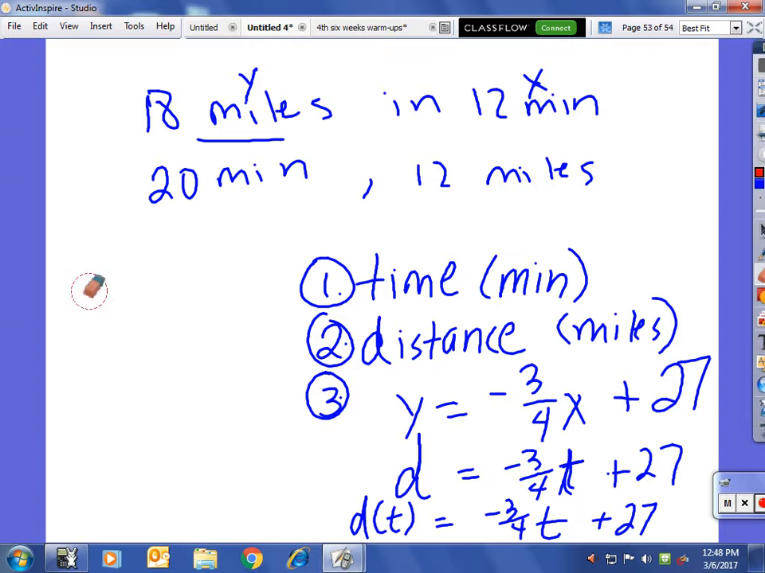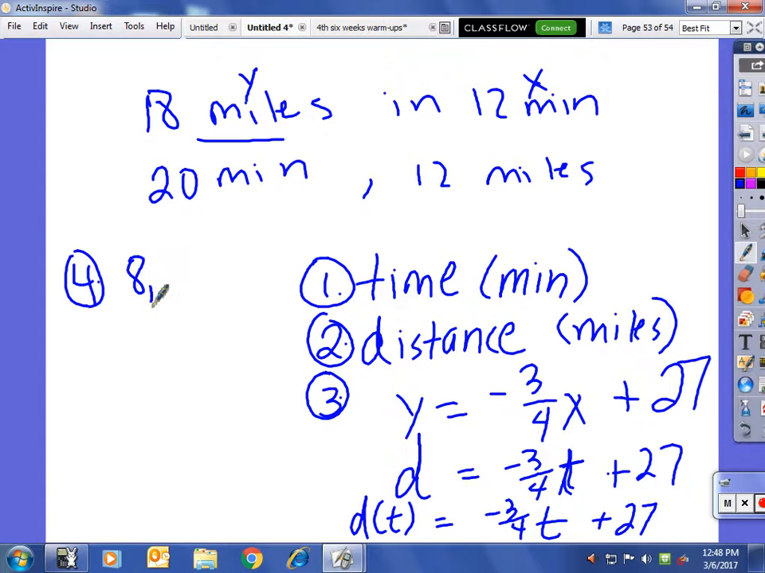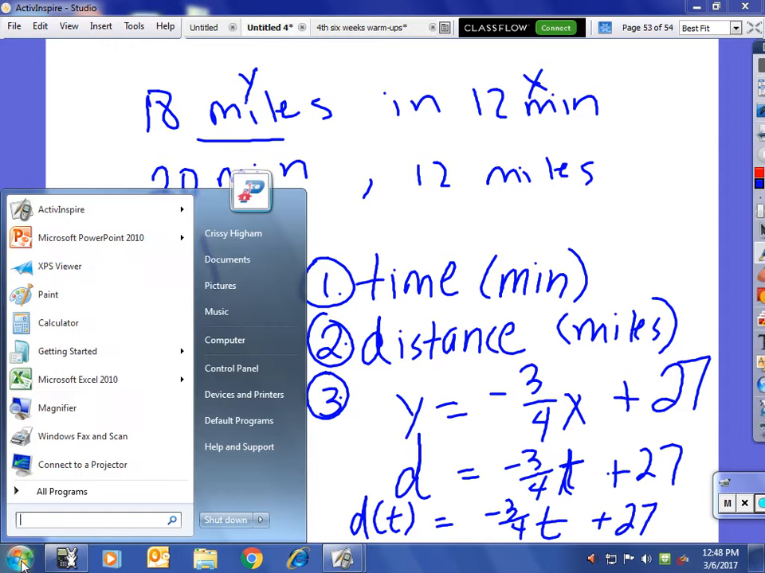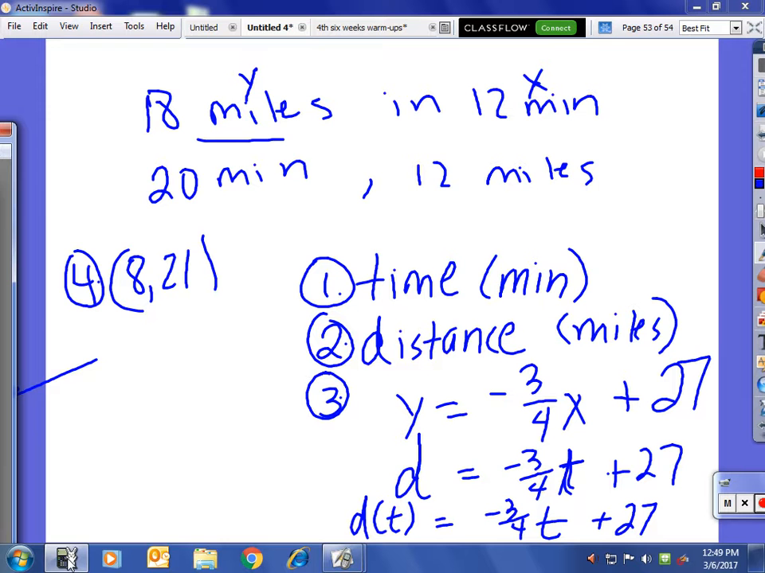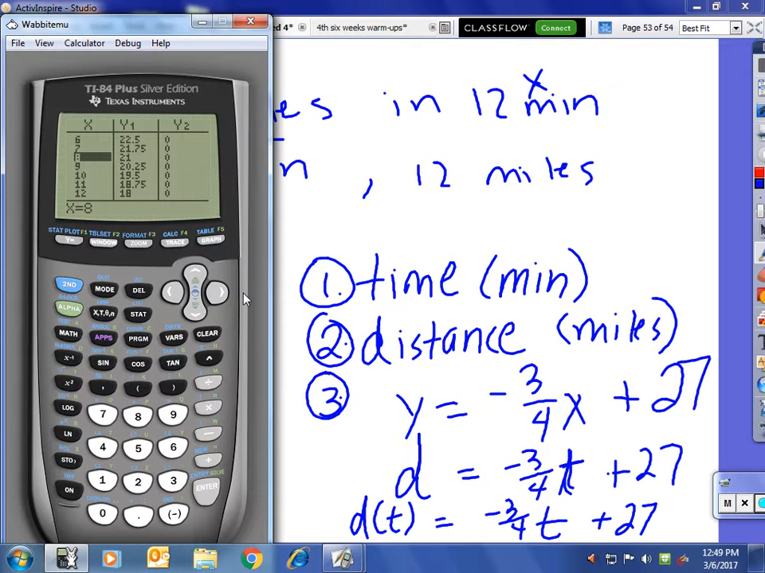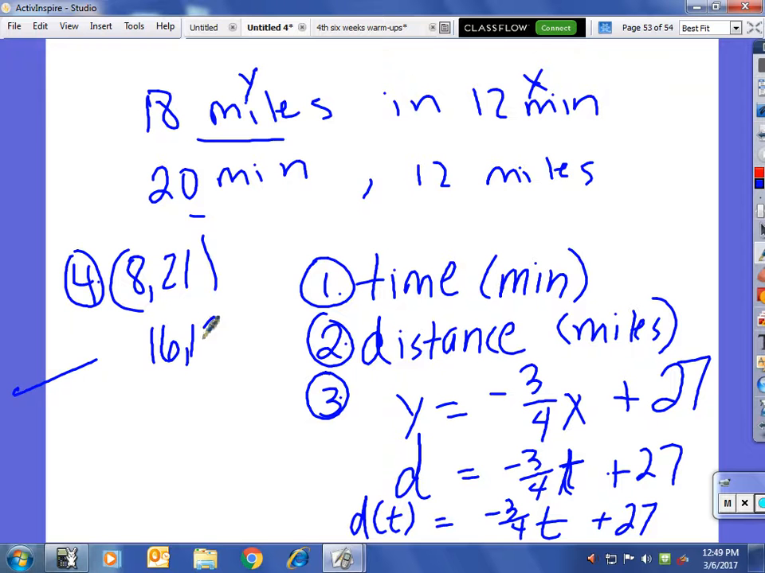Okay, so for number 4, I'm asking for a table of values. Just give me 2 points there. 8, 21. What's another point you see? Now let's pick points that would make sense in this problem. Like, I don't really think negative points are going to make sense here. 4, 24. 16, 15. And they don't have to be nice whole number points. I just like whole numbers.